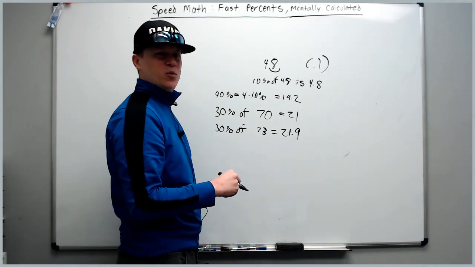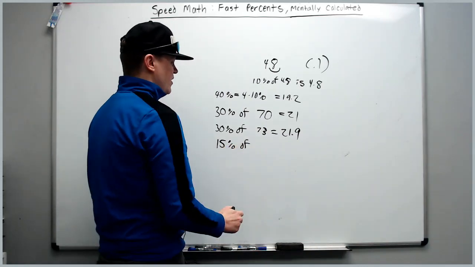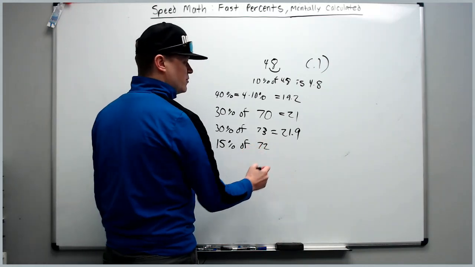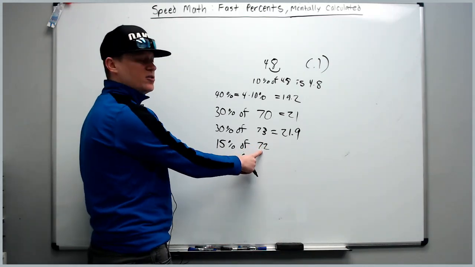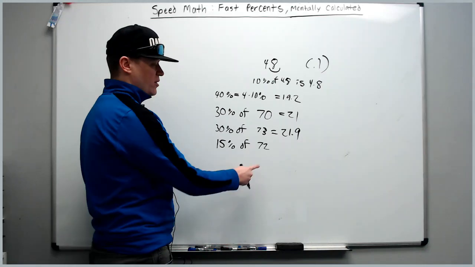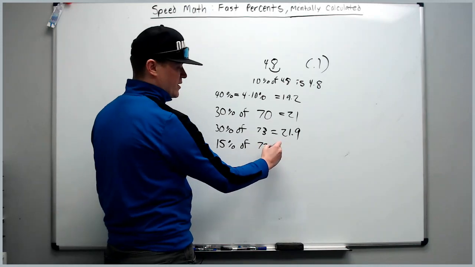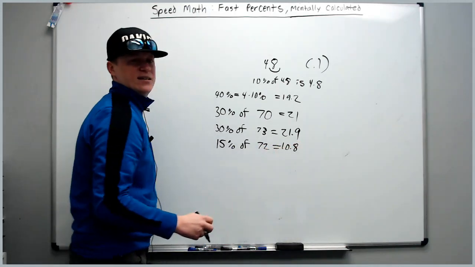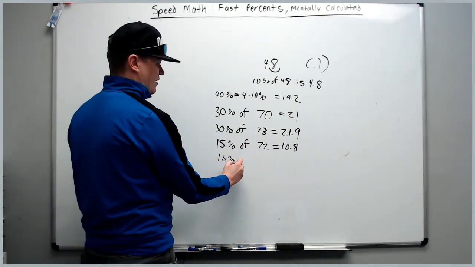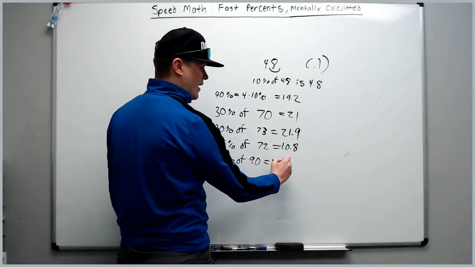Let's look at what happens when there's a 5 involved, something like 15% of. If I give you 15% of 72, then 10% is 7.2, and you want to think of the extra 5% as simply half of 10%. In other words, find 10% and add it to half of 10%. 7.2 plus 3.6 is 10.8. Okay, let's practice that again. What if you had 15% of 90? It would just be 9 plus half of 9, which is 13.5.